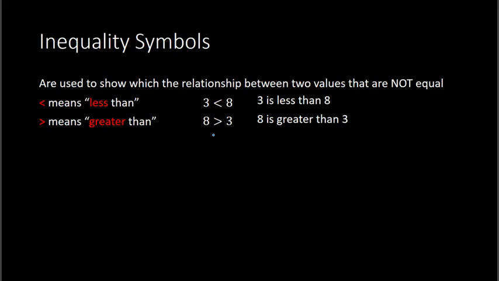So notice that the mouth of the inequality will always face the bigger number. So if we imagine this as being a mouth, you can draw teeth and a face if you wanted. The mouth is facing the bigger number. So here, the mouth is facing 8. No matter which side the 8 is on, 8 is bigger than 3. So the mouth will always be facing 8.